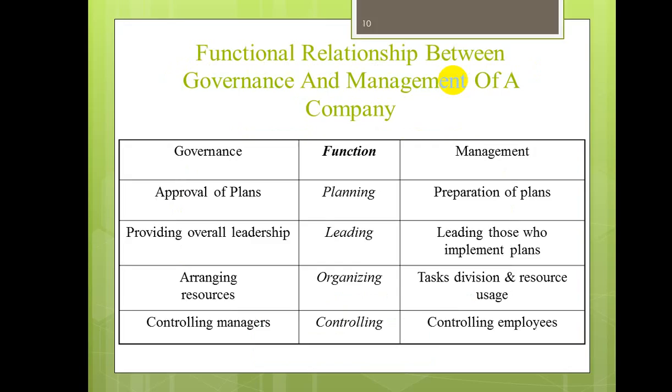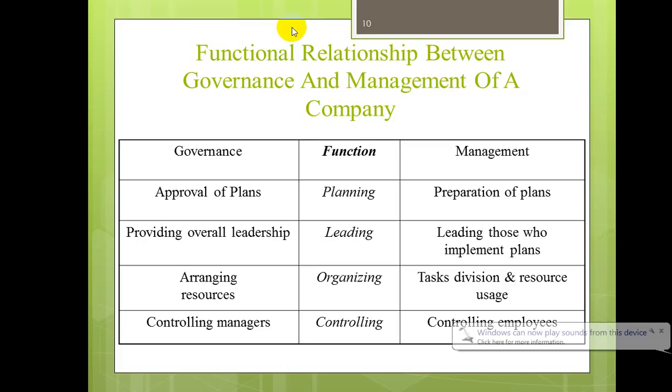Now, function and the functional relationship between governance and management of a company. Here, look at the chart. In the chart you can see that we have functions: planning, leading, controlling. So first one we have planning.